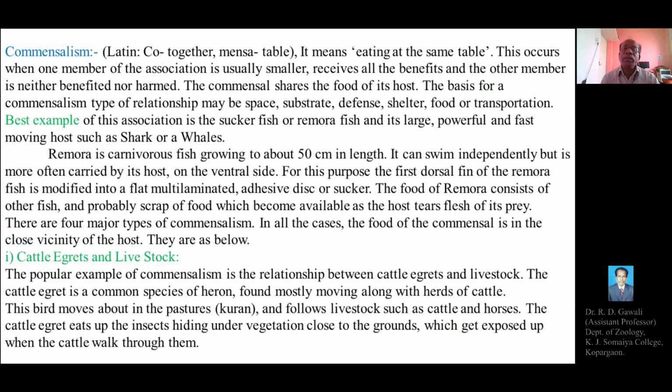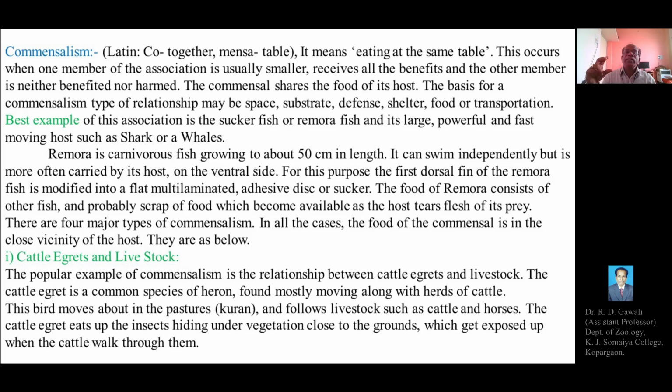Second, the second type of animal association is commensalism. Commensalism is a Latin term. Com means together and mensa means table. So commensalism means eating at the same table. This occurs when one member of the association, usually the smaller one, receives all the benefits from the other member, the host, which is neither benefited nor harmed.